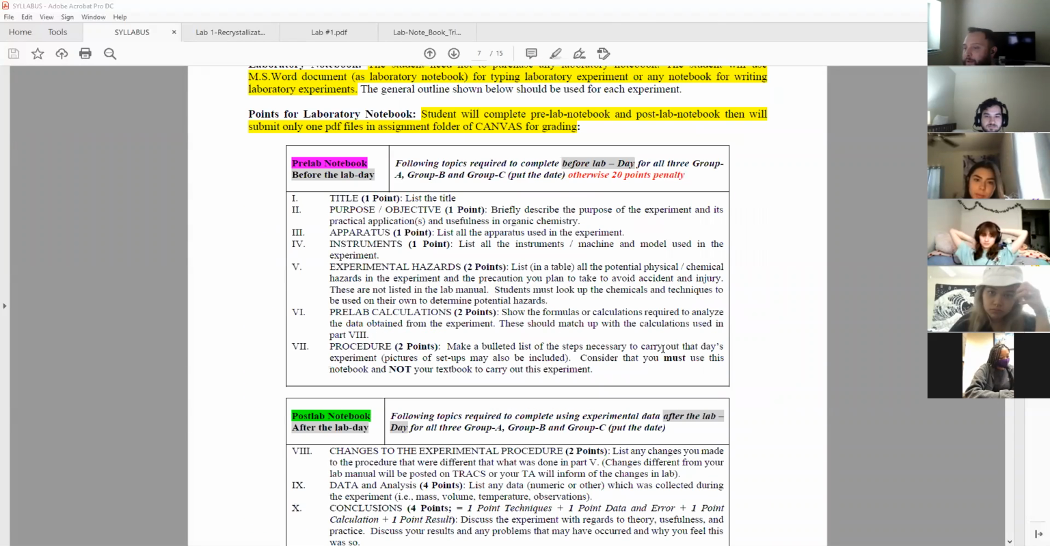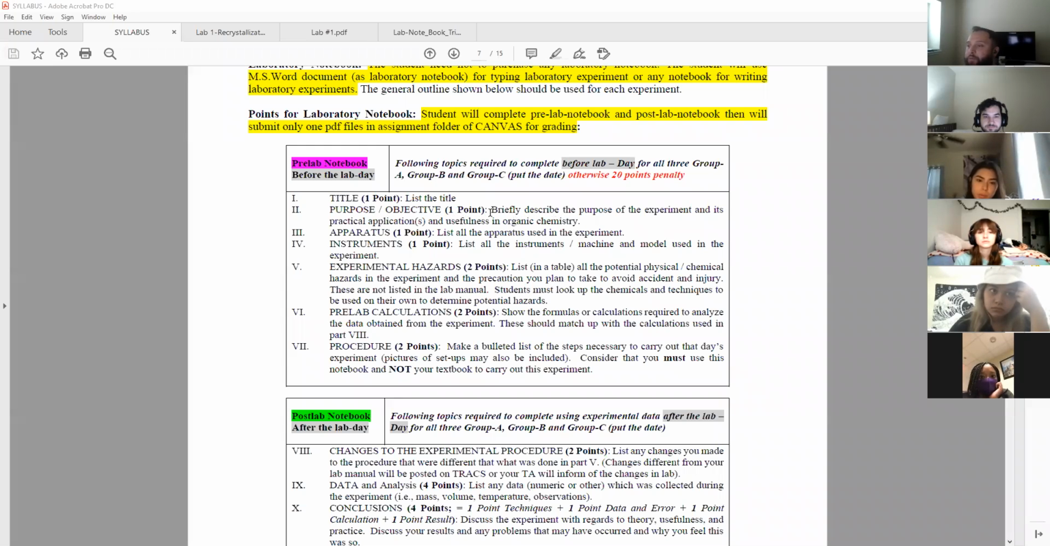And so here is a breakdown of your pre-lab notebook. There's a 20-point penalty if it's not done correctly. So you have your title, which should be the title that's listed on the PDF that Dr. Rastogi posts from the lab manual.